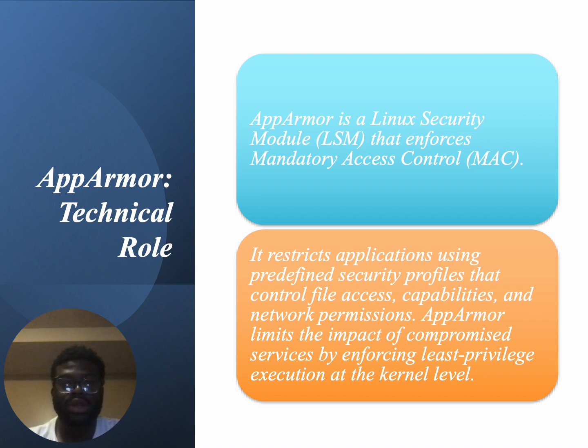AppArmor is a Linux security model that enforces mandatory access control. It restricts applications using predefined security profiles that control file access, capabilities, and network permissions. AppArmor limits the impact of compromised services by enforcing least privilege execution at the kernel level. So this is basically telling us that AppArmor restricts applications using its predefined security profiles that control file access, capabilities, and network permissions.